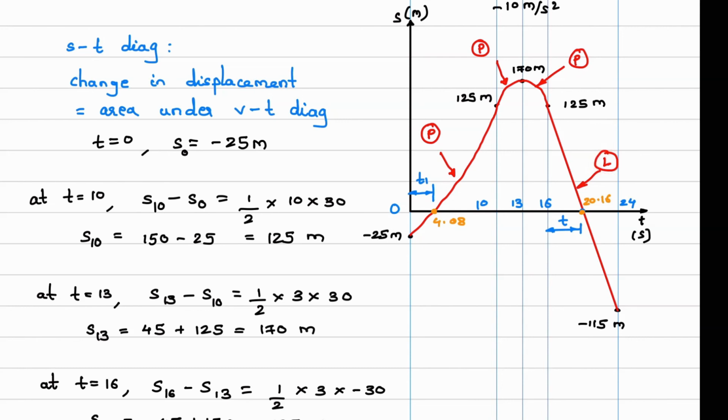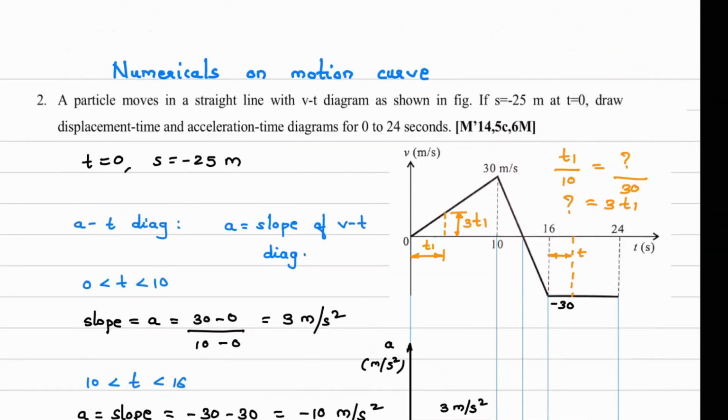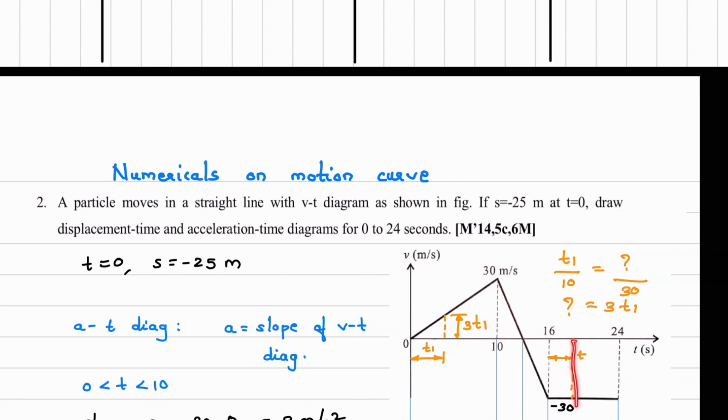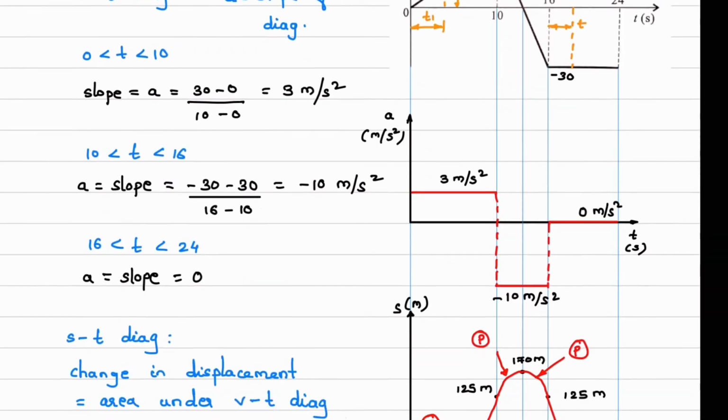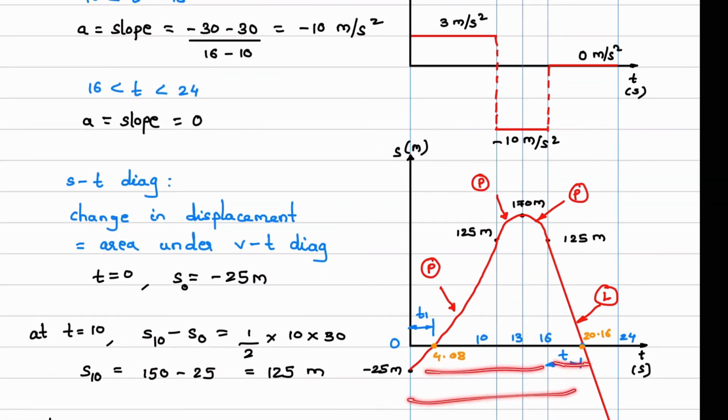Okay, then after that what we did is, we wanted to calculate, even though this is not asked, what is the time when displacement becomes 0. Okay, so at this location displacement is 0. What is the time? We assumed it to be t1, and we assume time from 16 to this point as t. Okay, and we have to calculate this much. So how we calculated this? ST minus S16 is area under VT. We considered this, which is t into minus 30. So from there we got t, and that t plus 16 we got total t.